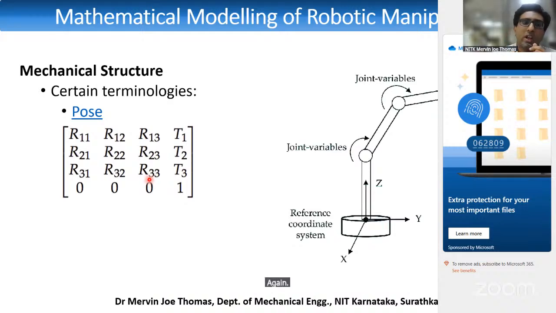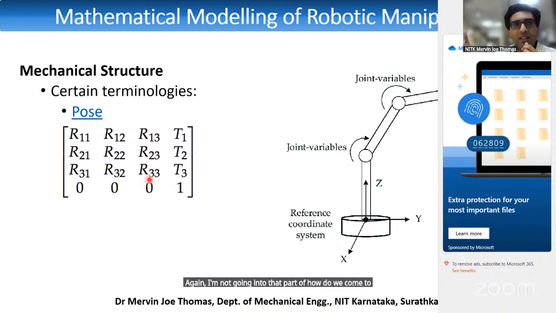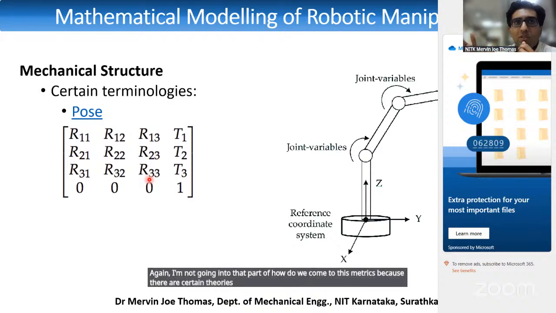Again, I'm not going into the part of how we come to these matrices, because there are certain theories which we will be learning. Maybe if time permits, next time we can discuss those aspects, or how to derive the rotation. We call this a rotation matrix.